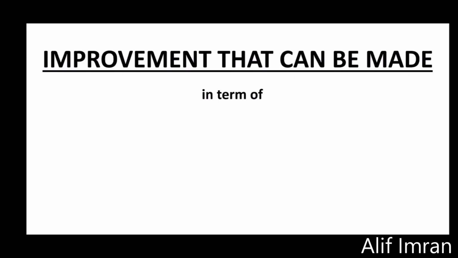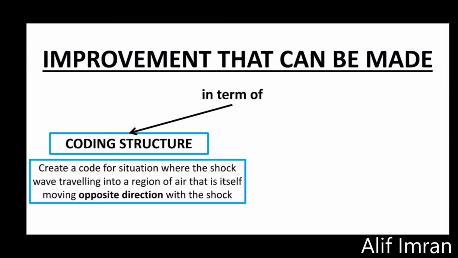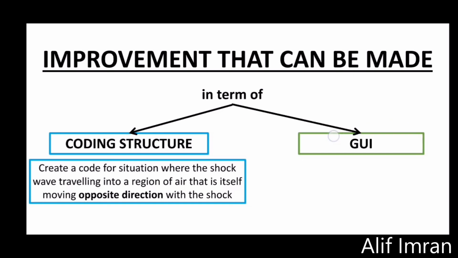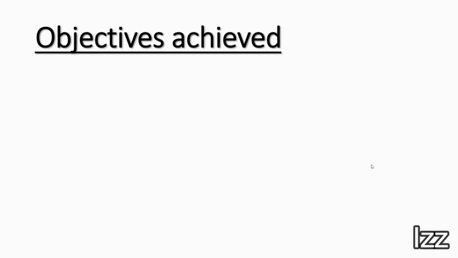Hi, Alif here. What things can be improved? In terms of coding structure, we can improve the code to solve the problem where the shock wave is traveling into a region of air that is itself moving in the opposite direction to the shock. In terms of GUI, a back button to return to the main interface can be created.